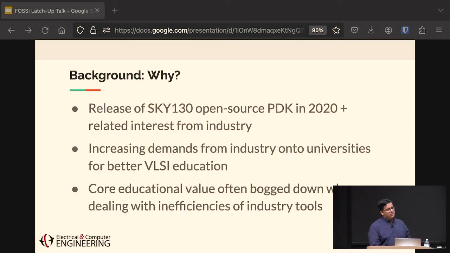One of the things we've noticed is that the core educational value is often bogged down when you're also dealing with the inefficiencies of industry tools. Everyone's probably familiar with a lot of these tools. They're not necessarily the most user-friendly, especially the first time you're learning them. Trying to teach students how things work under the hood, while they first have to deal with the interface of the tool, which hides what's actually going on, can be tricky and can be discouraging at times.